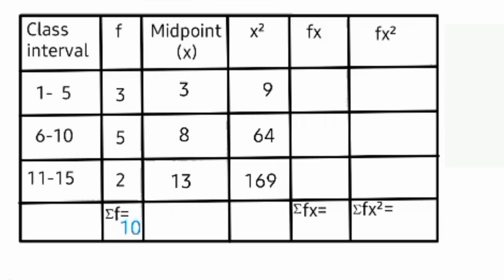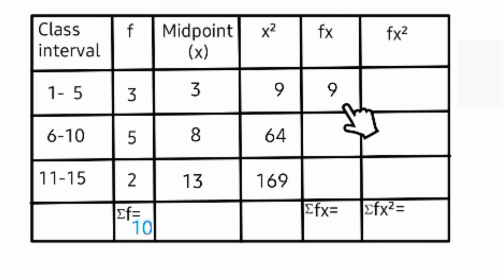Now to fx column. Fx simply means frequency times x. So for the first fx, we have 3 times 3, 9. Next is 5 times 8, 40. Lastly, 2 times 13, 26. Now let's add the values of fx column. 9 plus 40 plus 26.